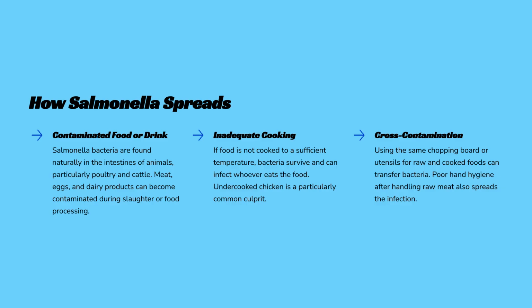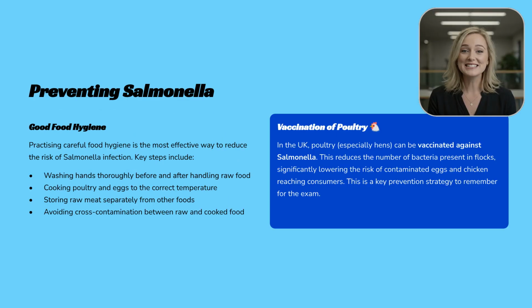Salmonella spreads through three main ways: eating contaminated food, inadequate cooking, especially of chicken, and cross-contamination, where bacteria are transferred from raw food to other items via surfaces or poor hand hygiene. Preventing Salmonella involves two primary strategies: good food hygiene, such as washing hands and cooking food thoroughly, and the vaccination of poultry in the UK, which reduces the bacterial load in flocks.